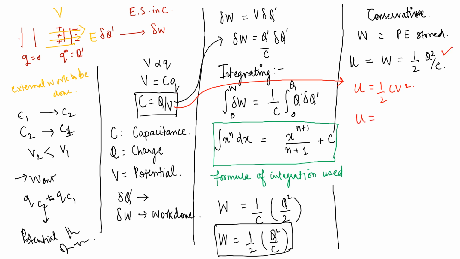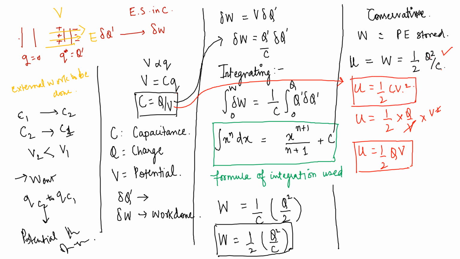Then another form which we can write: we have introduced Q equals CV, now with the help of Q and V, half into Q upon V into V square, this and this will get cancelled and U will be half into QV. So these are the three different forms in which we can write the formula of our potential energy stored.